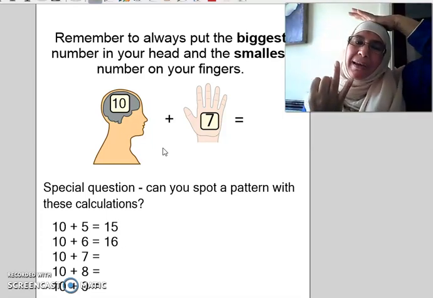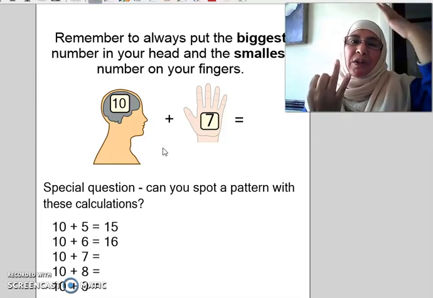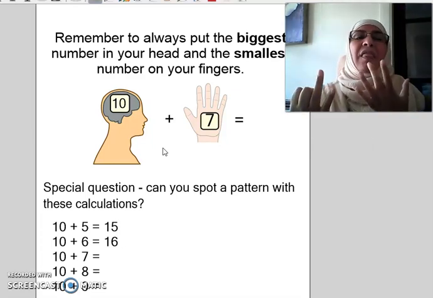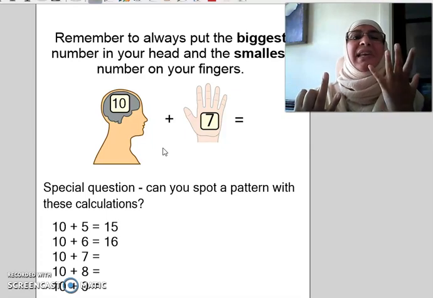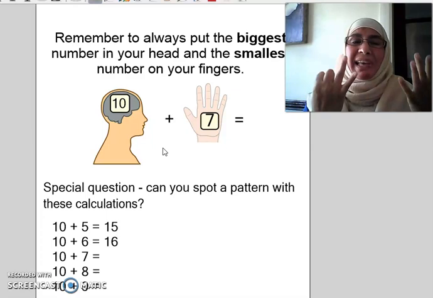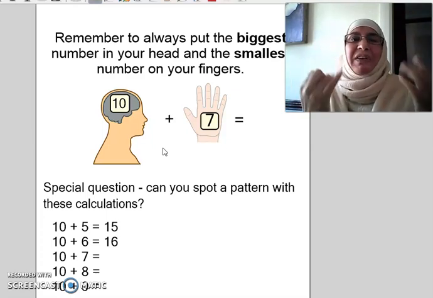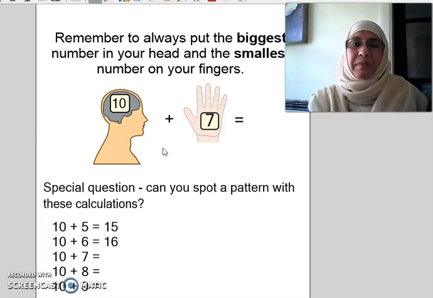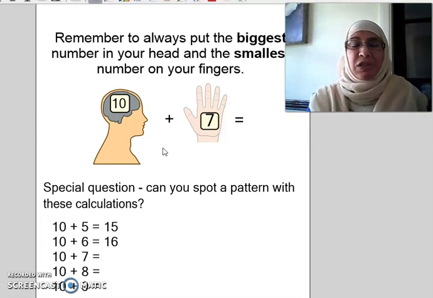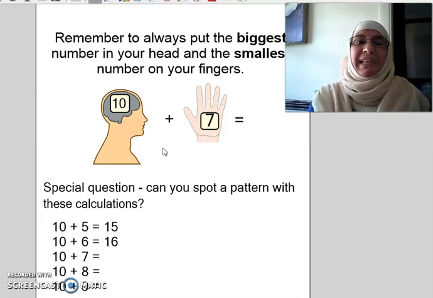So 10 add 7 equals 10, 11, 12, 13, 14, 15, 16, 17. So 10 add 7 equals 17. Now just a special question for you. Can you spot a pattern with these calculations? Let's just have a look.